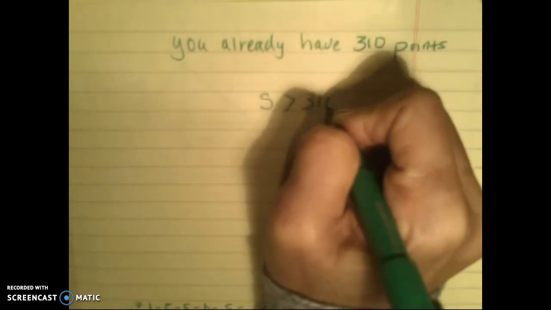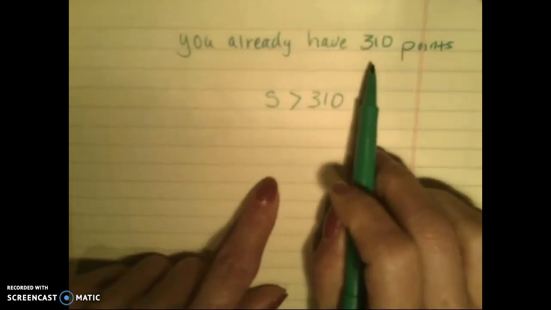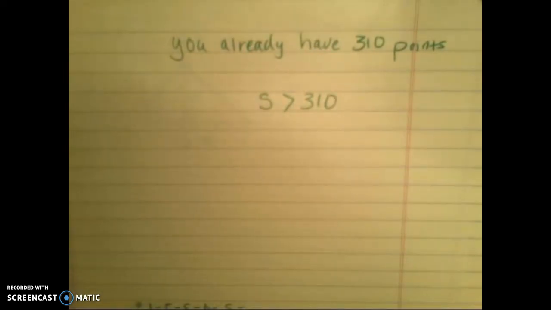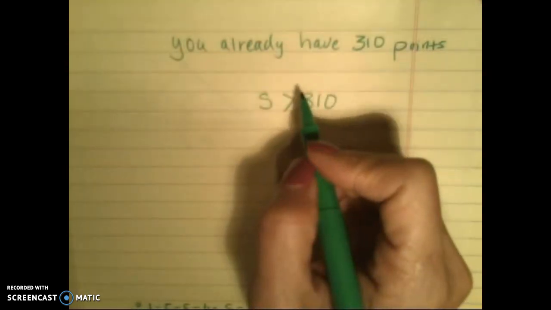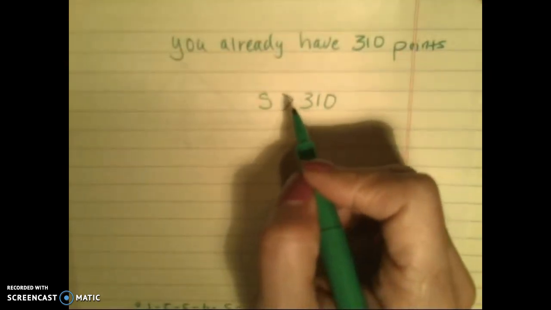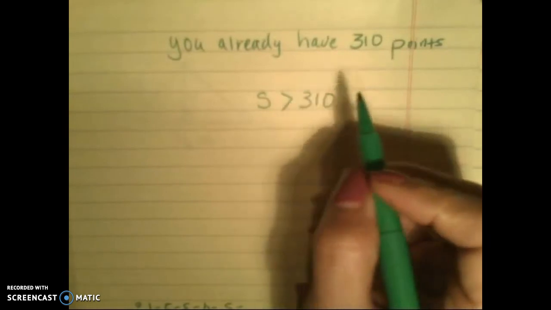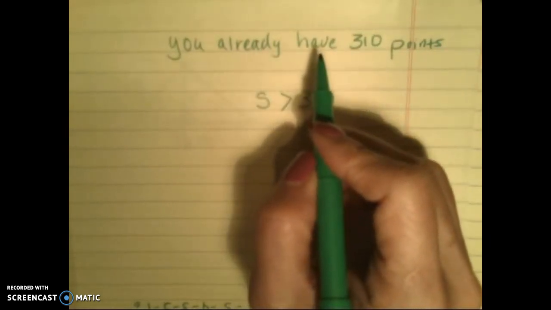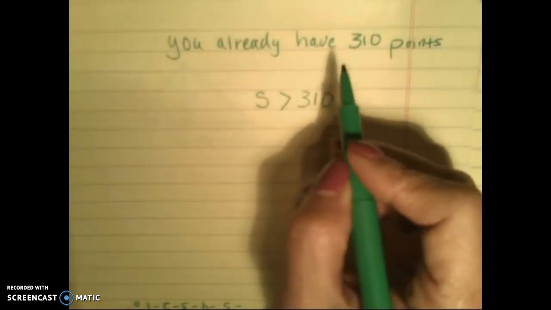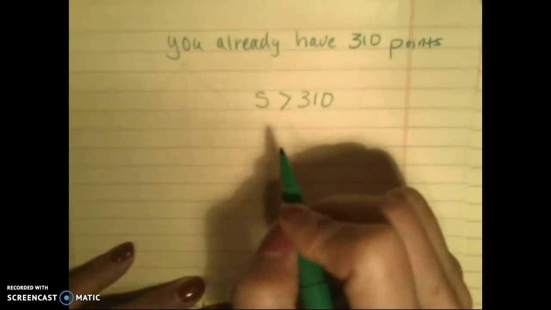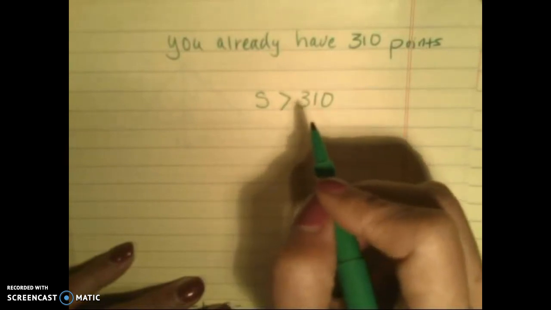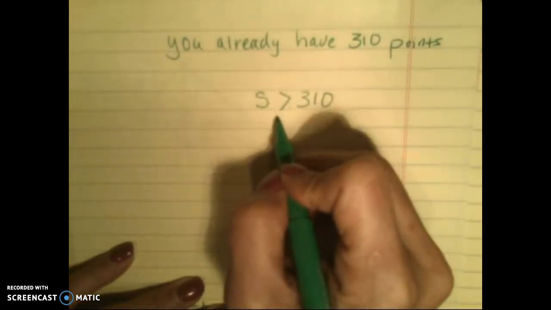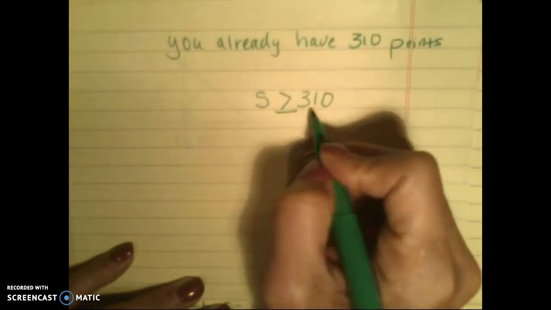So your score is going to be greater than 310, because you already have 310 points, and then every time you destroy an asteroid, you earn a point. Now, the students had a great point, and I thought of this too. We were talking about this yesterday. What if you get hit by an asteroid right after you've earned the 310 points? That means your score can be greater than or equal to 310.